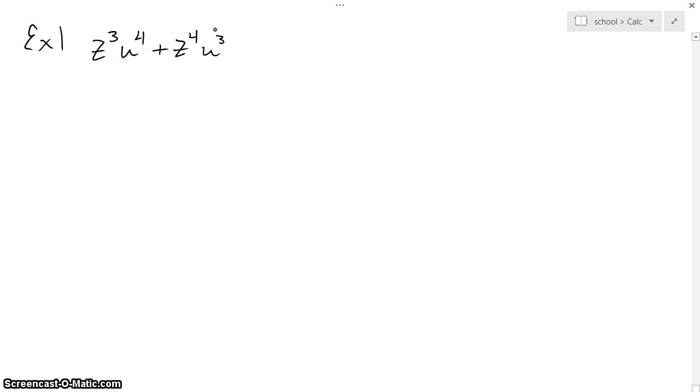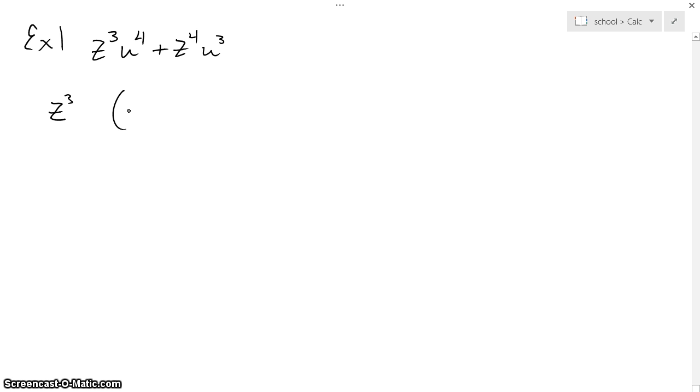Now, here are two groupings. We've got z cubed u to the fourth in our first term. Our second term has a z to the fourth u to the third. You might wonder if there's something that we could divide out from them. Well, both of them have a z in them, z to the third and then z to the fourth. I'm actually going to factor out or divide out z to the third. I can only take 3 z's away from my first term. I can't take 4 from it.